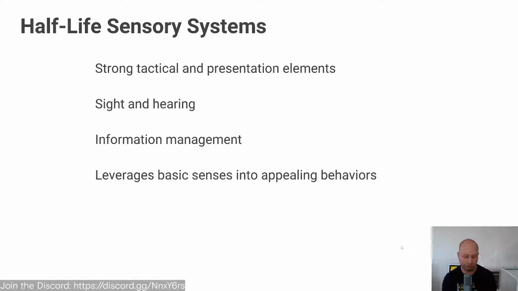So this lecture is going to go a little bit into Half-Life, the original Half-Life. Some other Half-Lives have come out since then, but let's talk about it. Half-Life sensory systems require strong tactical and presentation elements. We need to know where things and people are. There's sight and hearing, right? If a player is around the corner and does something loud, we want the AI to know about it. So in a way, hearing is a proxy for that. Some kind of information management, right?